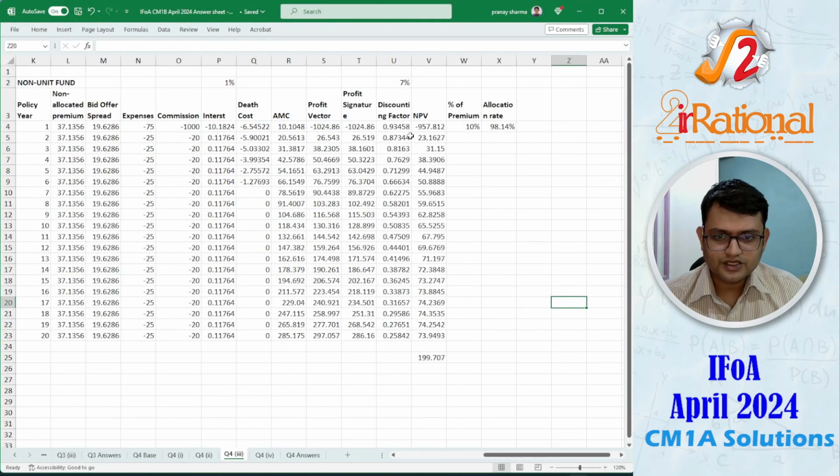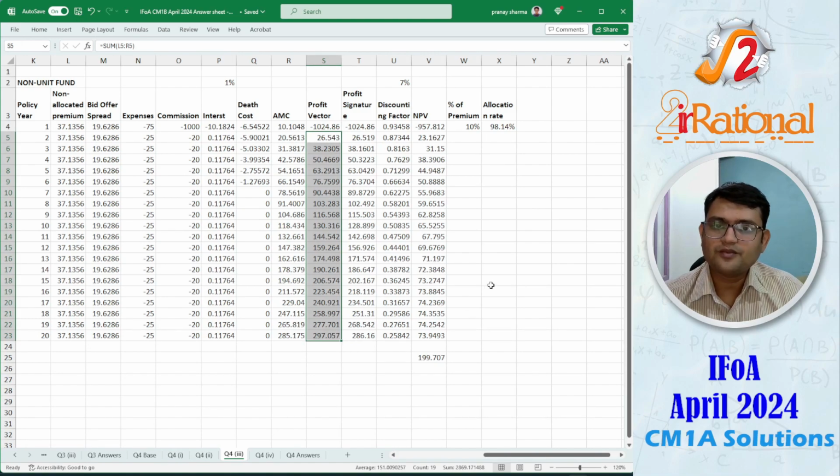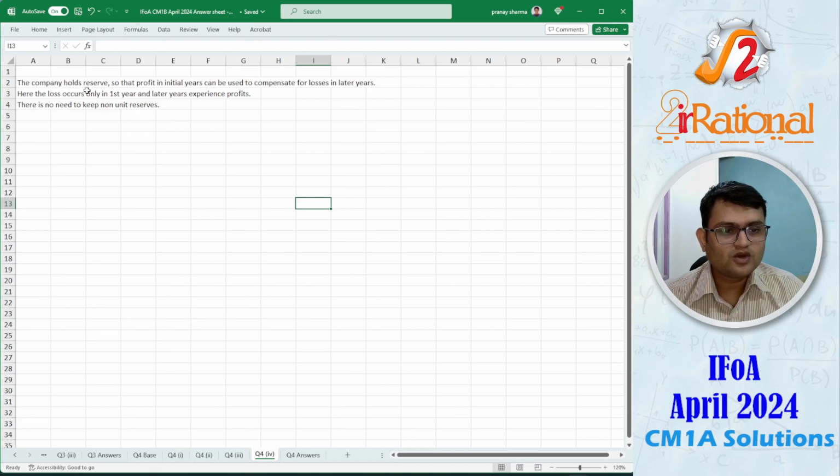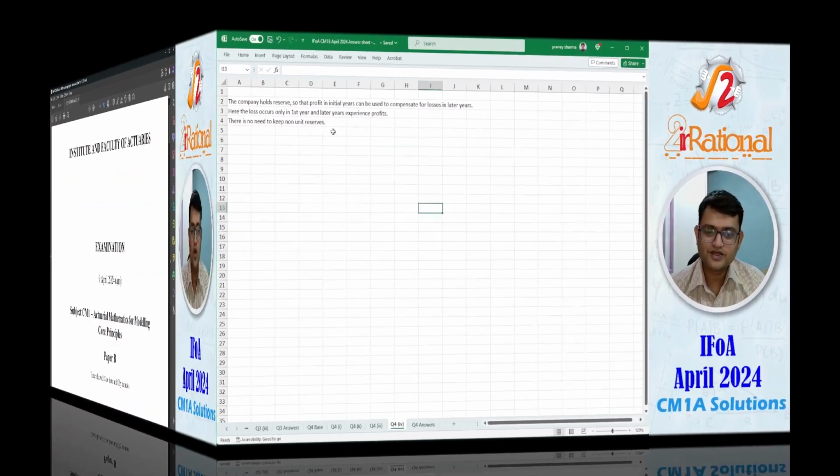So you can see here our profit vectors. We had negative only in the first year, and then later on we just have positive cash flows. So we'll comment accordingly. We'll say company holds reserve so that the profit in initial years can be used to compensate for losses in later years. Here the loss occurs only in first year and later years experience profit. There is no need to keep non-unit reserve. That completes our paper here.